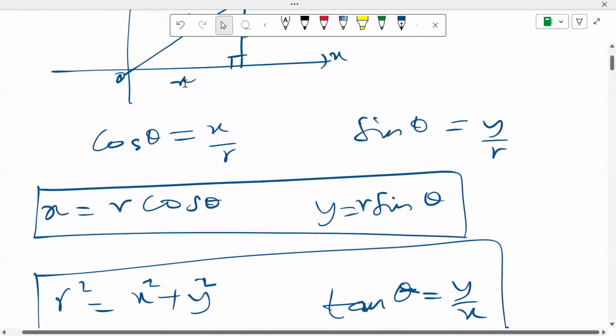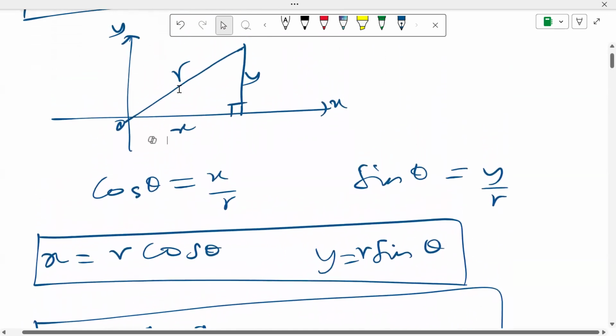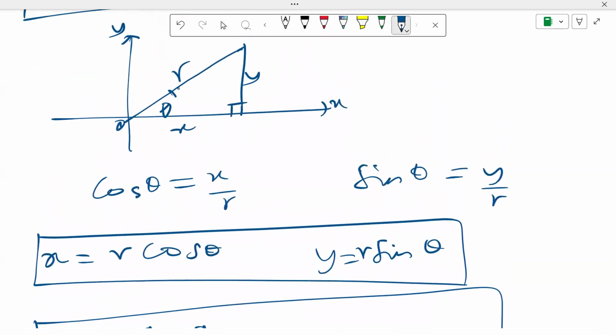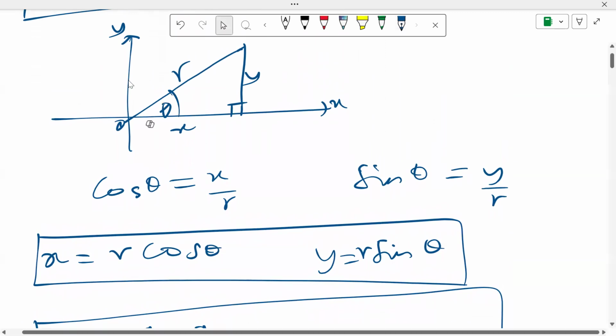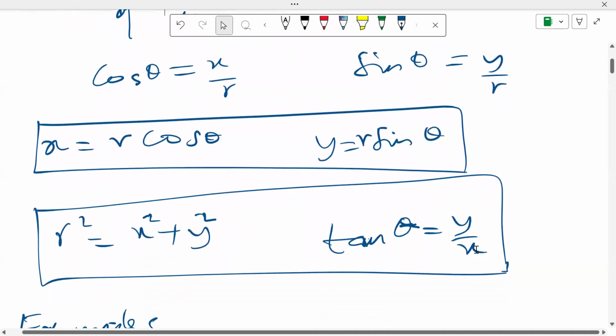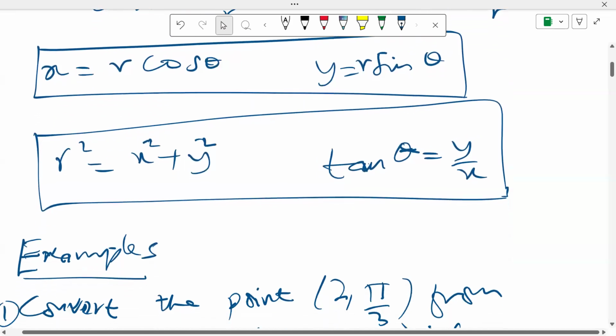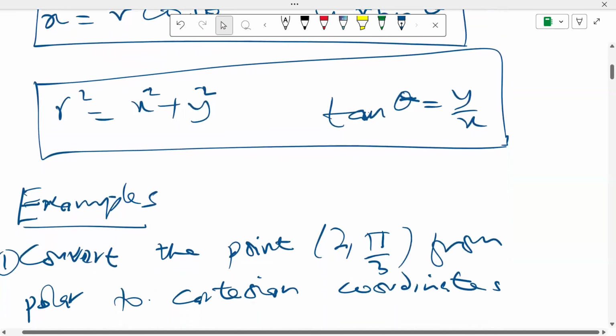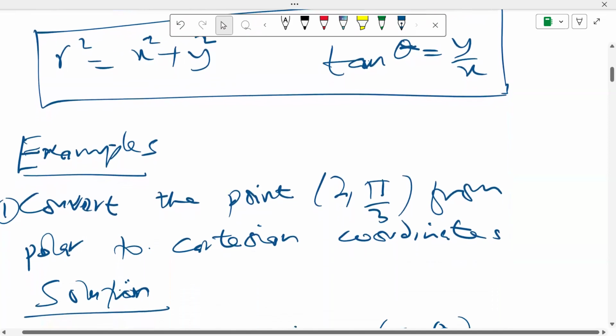Now, with this angle theta, we can say that our tan theta will give us our y on x, opposite over adjacent. So we can also use this to compute our tan theta, right? So let's look at some examples.